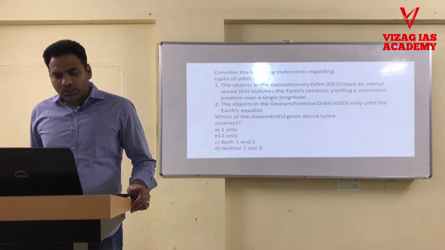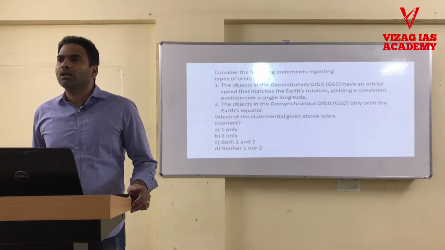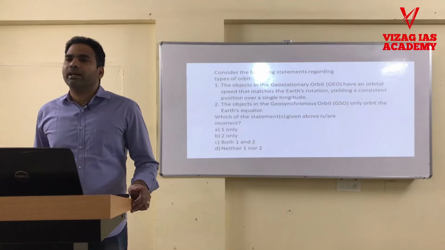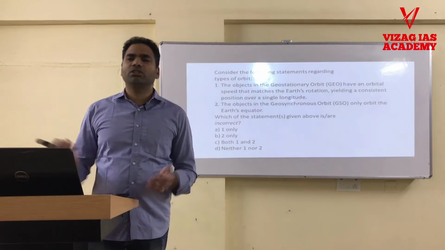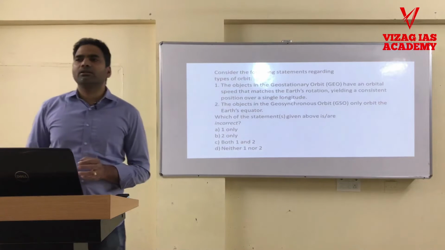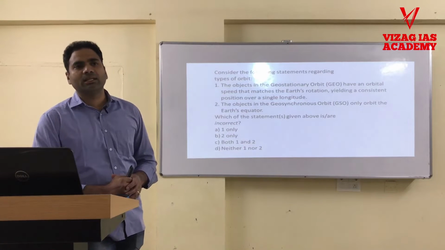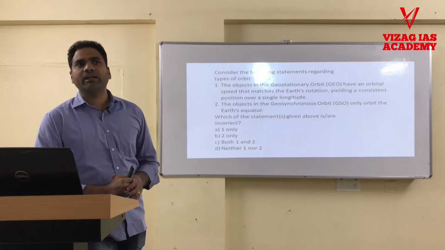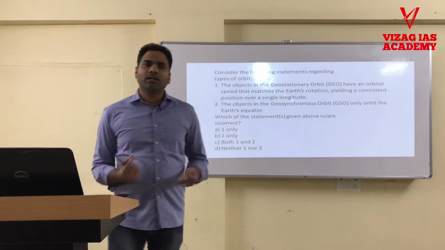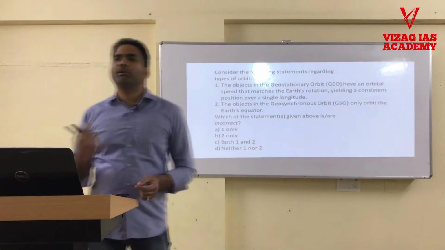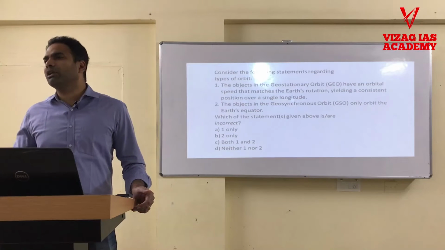Okay. Now, the objects in the geosynchronous orbit only orbit the Earth's equator. No. Any angle. So, geosynchronous is a superset of geostationary. Okay. Geostationary is a subset of geosynchronous. Geosynchronous orbit can have an eccentricity and also can have an angular tilt. Okay. Eccentricity means it need not be circular. It can be an elliptical orbit. Okay. It can also be tilted with respect to the equator, with an angle.